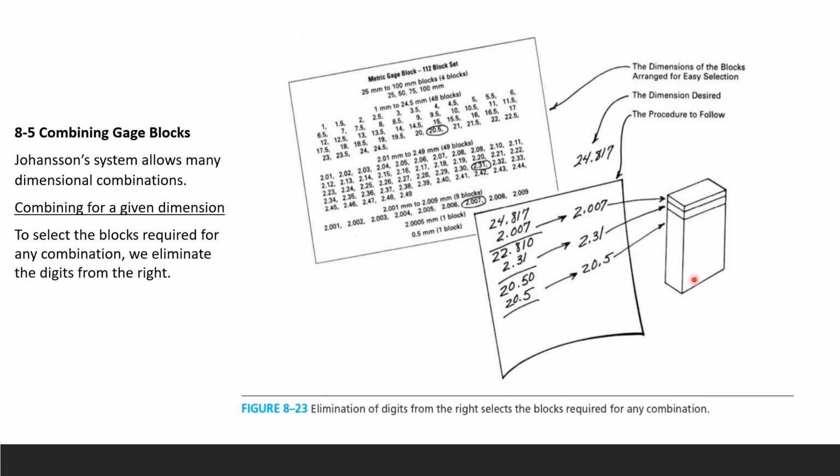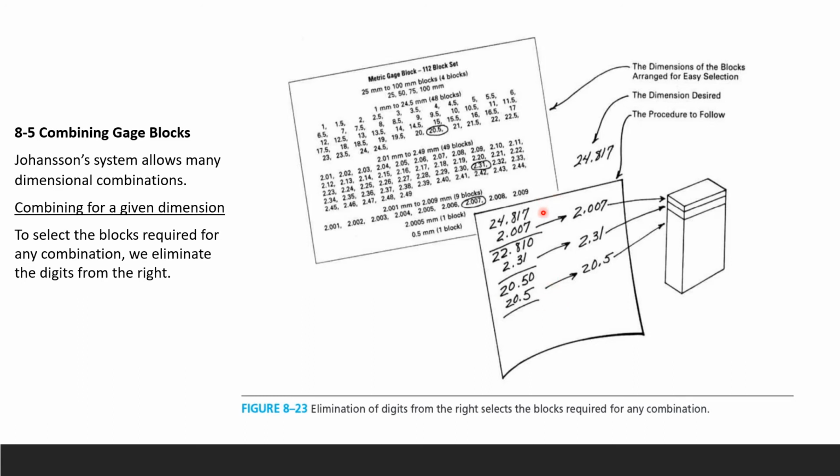So here is my stack. I have 3 blocks to make the 24.817 measurement. I have the 20.5, 2.31, and 2.007 blocks. If I put them all together, stack them and combine all 3 blocks, I'll get that measurement, 24.817.